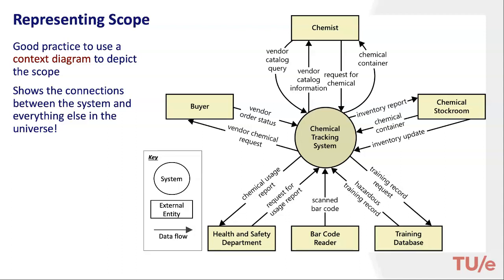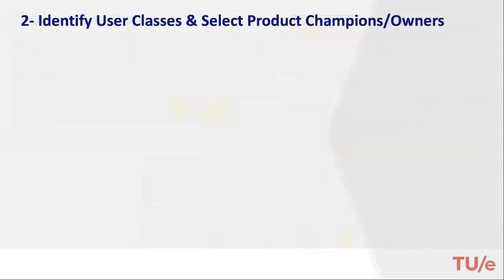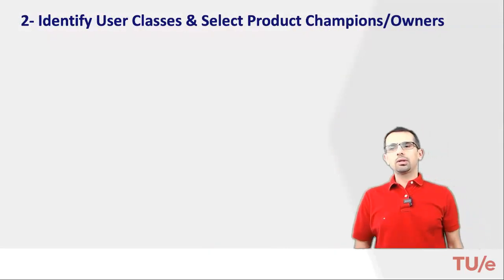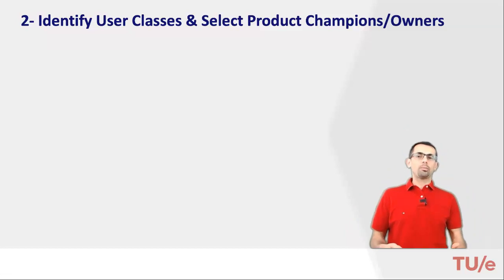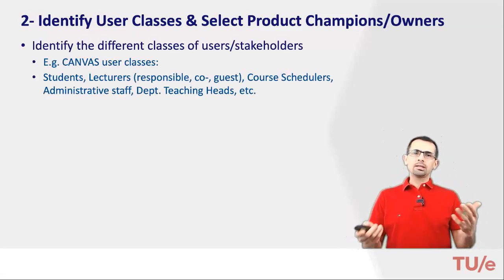Okay, so that's this context diagram, and again, it's a good practice to use a context diagram for your assignment as well. The second good practice: identifying user classes, and selecting a product champion or a product owner. So let's look at an example.